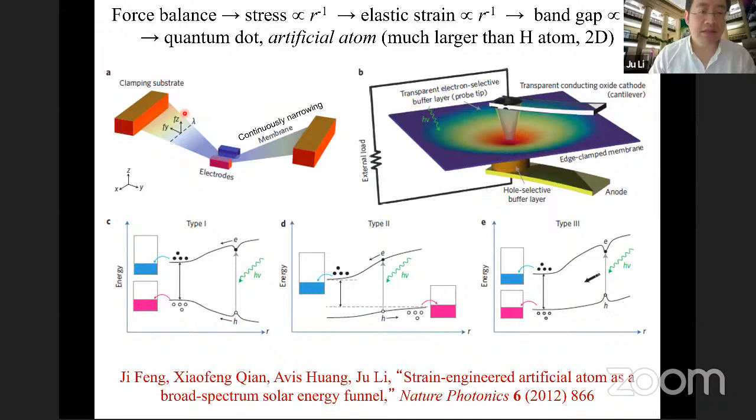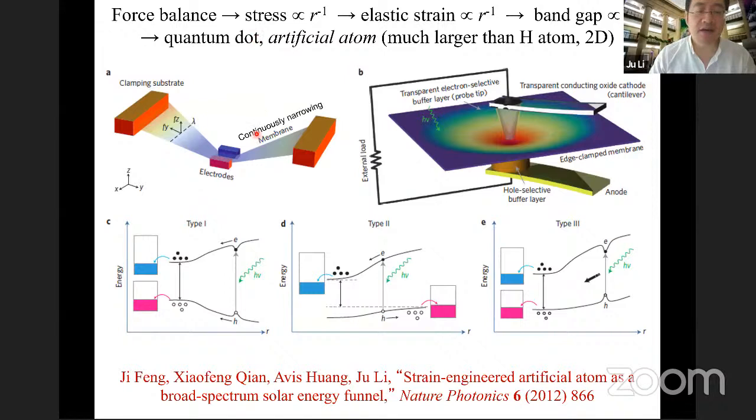Now, this stretching force is balanced across the radius. But because it's constricting, the stress would go as 1/r if this is the origin. And then the elastic strain would be 1/r, and then the band gap would be 1/r. So the band alignment would change as 1/r. And so for the electrons and holes, this would be like a quantum dot. In fact, it's 1/r, so it's like a hydrogen atom, but it's two-dimensional, and it's actually a few microns in size. It's much bigger than a standard quantum dot.